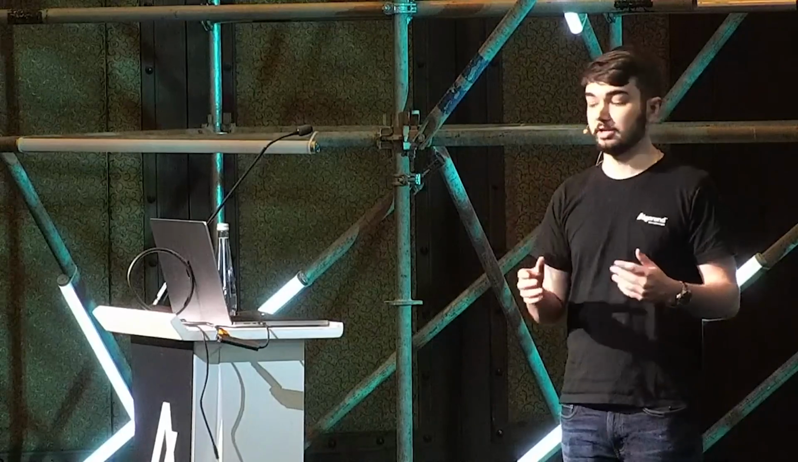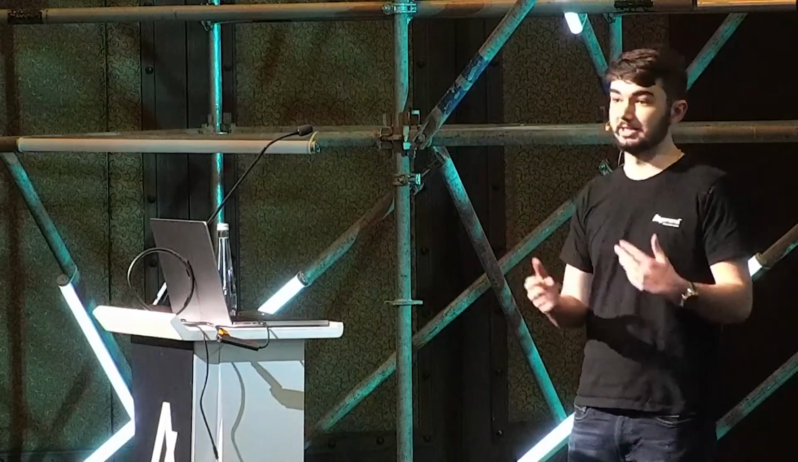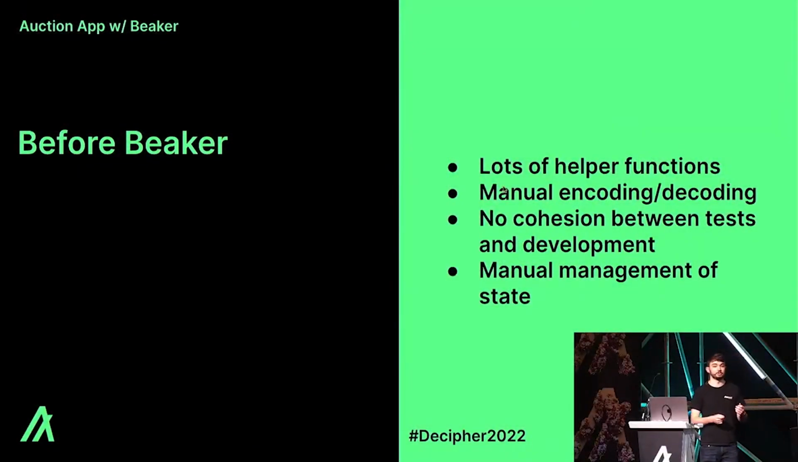So why Beaker? Before Beaker, when you're writing a contract, you need to write a lot of helper functions. You have to manually bother with encoding and decoding all the data you're dealing with. There's no cohesion between your development and your testing. So you have your code base for the smart contract, and then you have a completely separate code base for the testing, and there's no cohesion between the two. And then finally, when you're writing the contract and when you're interacting with the contract, you have to manually manage the state, and it can be a little bit cumbersome, and if you have to do more things manually, it's easier to make a mistake.